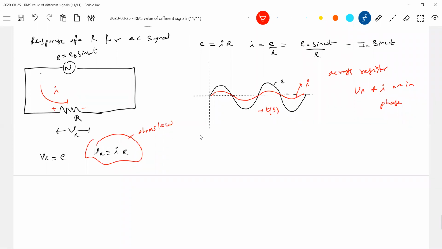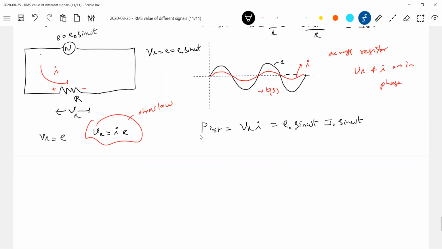Let's go for the power. I'm interested in the power now because we are more focused on the power. So how to define the power? Instantaneous power should be equal to VR into I. I'm writing VR equal to E. Now write E naught sine omega t, and this is I naught sine omega t. So the instantaneous power is equal to E naught I naught sine square omega t. Let's go for average power.